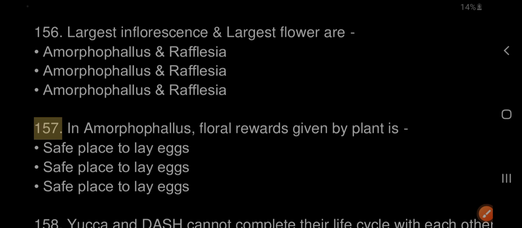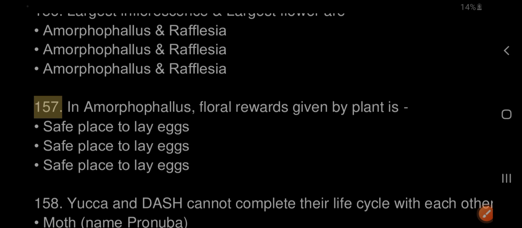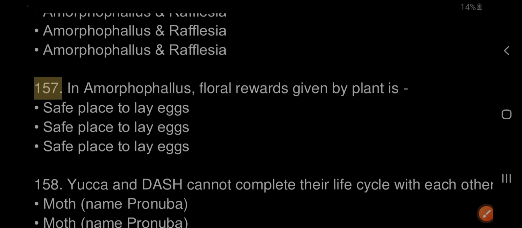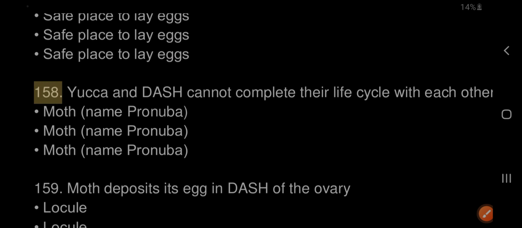157. In Amorphophallus, the floral reward given by the plant is a safe place to lay eggs. 158. Yucca and a moth named Pronuba cannot complete their life cycle without each other.